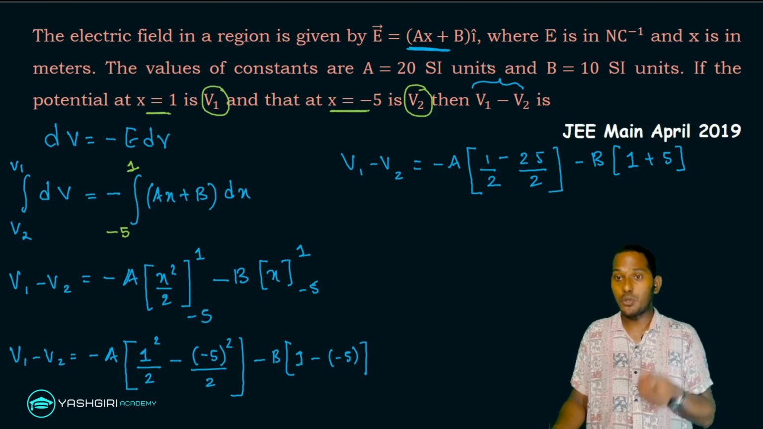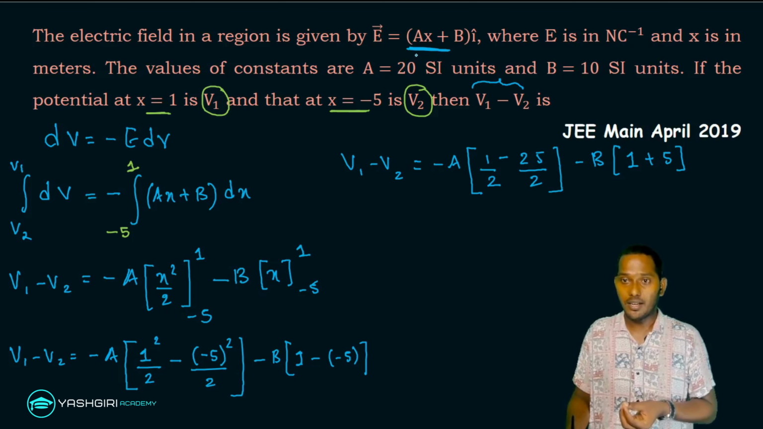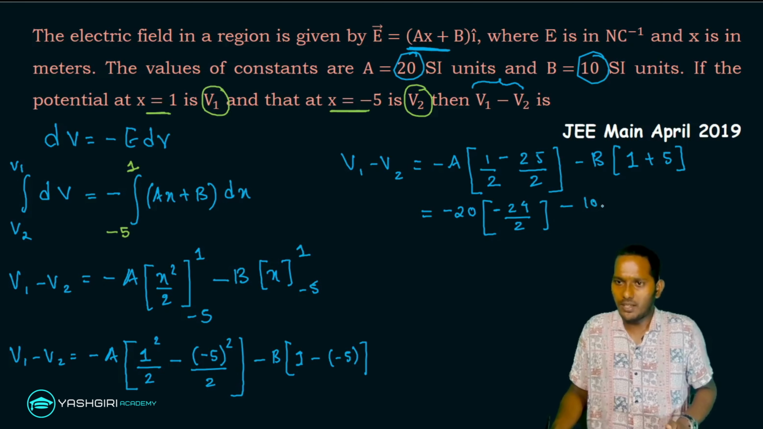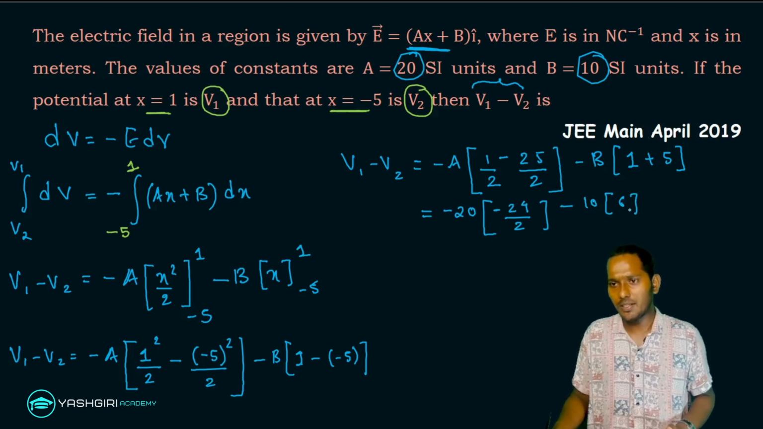So now you can substitute the values of A that you're having here. It's 20 SI units and B is 10 SI units. So let me just substitute that. A here is minus 20. And inside the bracket, I'll be having 1 minus 25. That will give me minus 24, and this is by 2. Minus B, here B is 10, and it is going to be a 6.